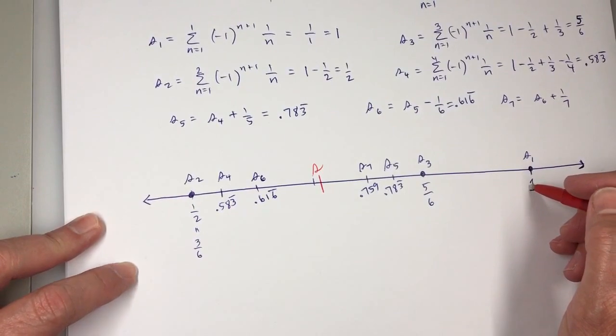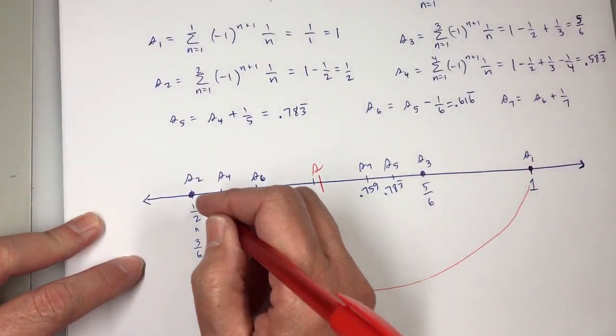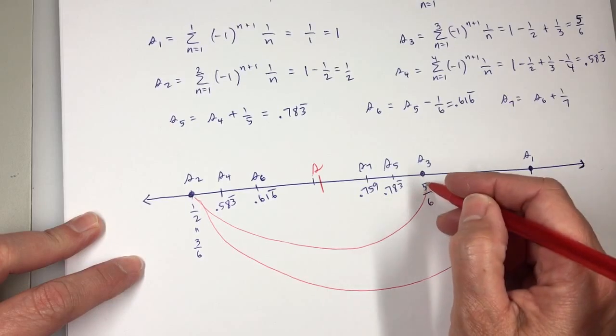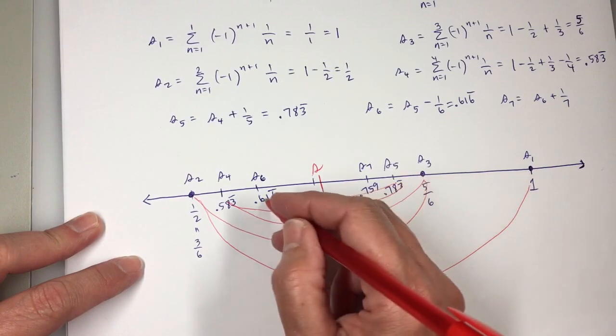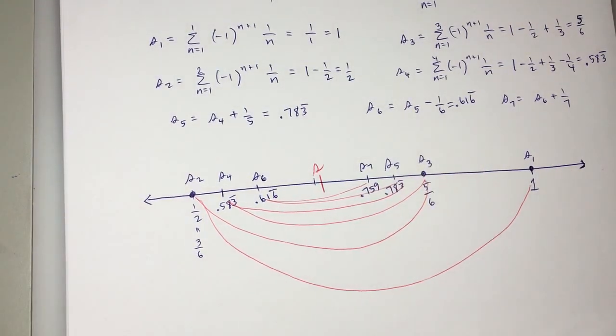Your sum goes from here to S sub 2 to S sub 3 to S sub 4 to S sub 5 to S sub 6 to S sub 7. As I add more and more terms, I'm getting closer and closer to the true sum. This series does converge. Do we have a way to find the exact sum? No, but we can get as close as we like if we keep adding more and more terms to it.